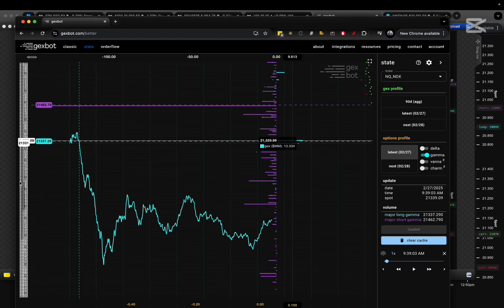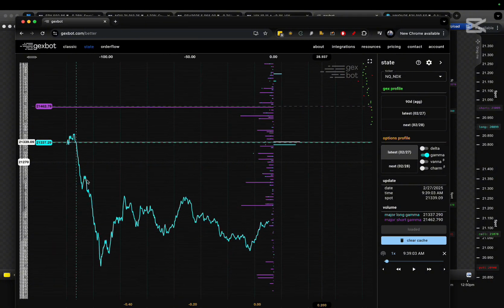Treat this as pivots, right? Especially if you use options profile gamma. This is my main tool. This is what I do.